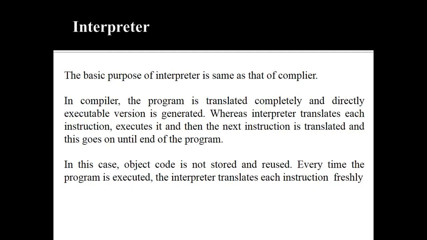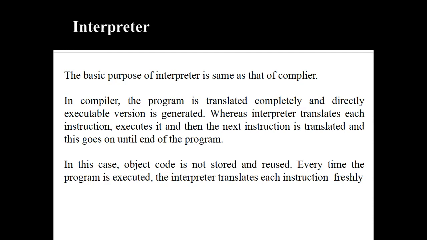However, the interpreter performs all the steps one by one, and if there is any problem in a step, the interpreter will not move to the next step. First it will fix the step and then start again from the beginning. The interpreter translates each instruction, executes it, and then the next instruction is translated, and this goes on until the end of the program. In this case, object code is not stored and reused. However, in a compiler and assembler, object code is stored and you can reuse it, or you can make specific changes if you have slight changes in your task.